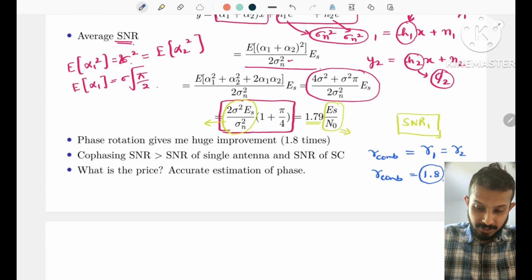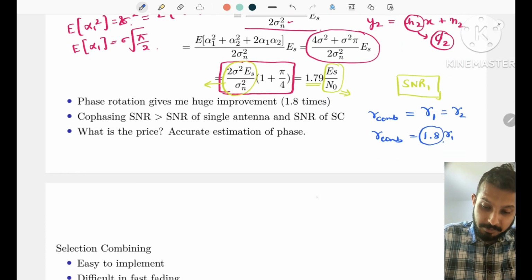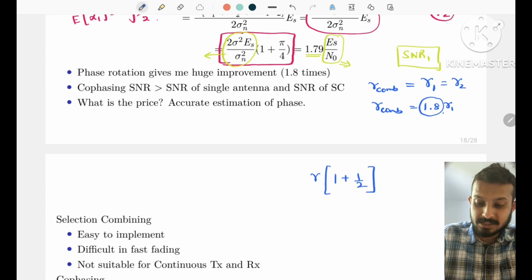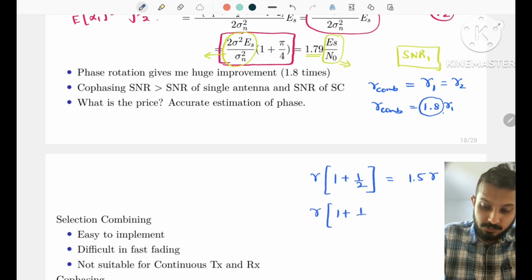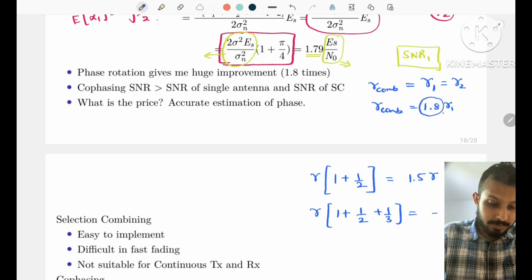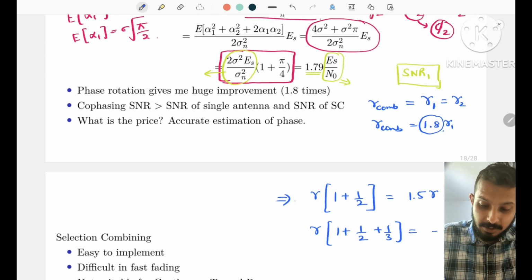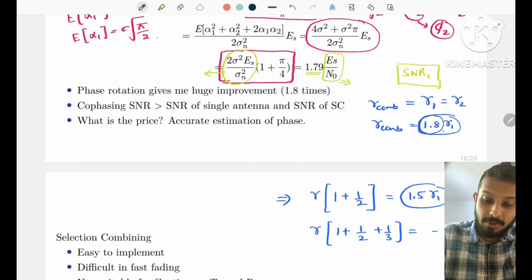And if we compare this with the SNR of selection combining, in selection combining we had gamma. If we have two antenna elements, we have 1 plus 1 by 2, and this is equal to 1.5 times gamma. And if we have, let's say, three antenna elements, then we can write 1 plus 1 by 2 plus 1 by 3, and then we have some term here. But we are basically focusing on two antenna elements. So in case of selection combining, we have 1.5 times gamma 1, whereas in cophasing we have 1.8 times gamma 1.